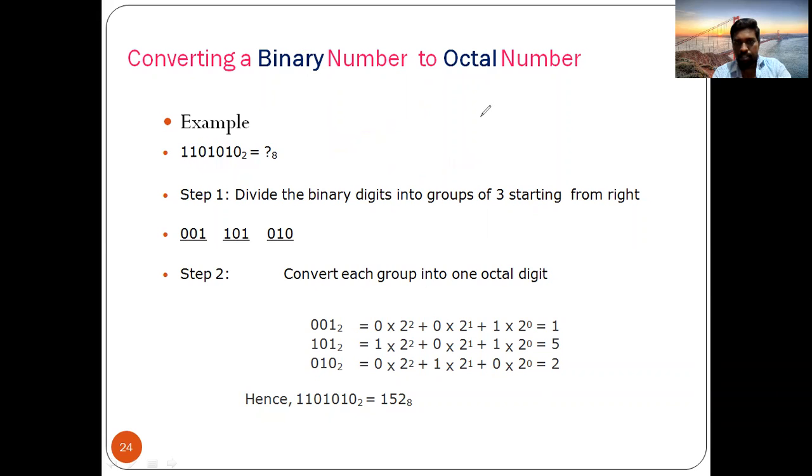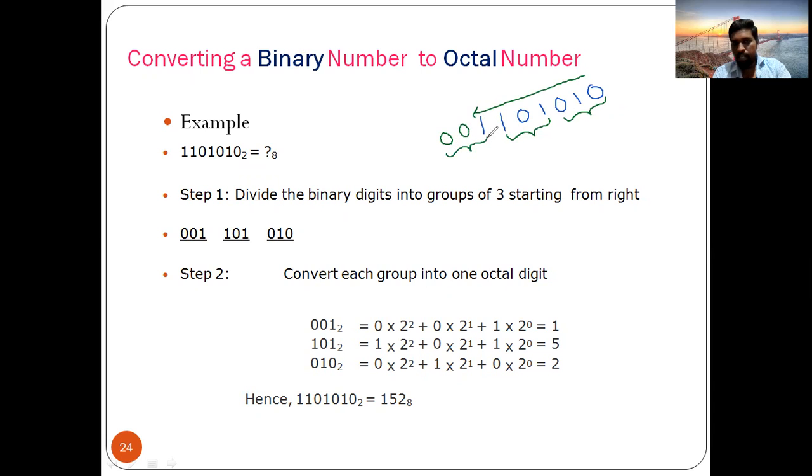So what is the given question? 1 1 0 1 0 1 0. So if you see here, starting from this way, these 3 bits will be one group. These 3 bits will be one group, and you find only a single bit remaining here. In that scenario, you can add only zeros towards the left side. Then we can make these a group.